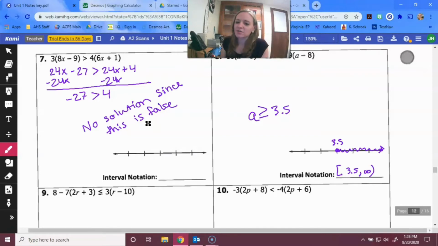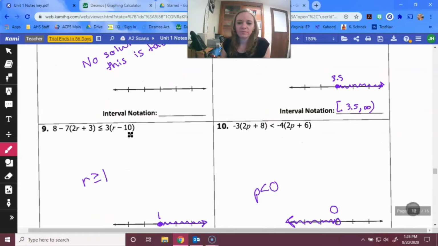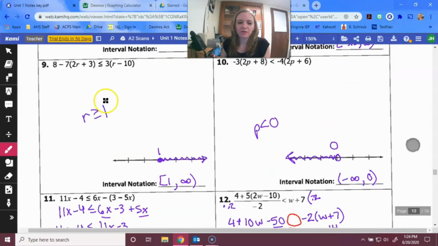Number 8 was A is greater than or equal to 3.5 with this graph and interval notation. Number 9 was R is greater than or equal to 1 with this graph and interval notation. Number 10, P is less than 0. So open circle at 0, shading to the left, negative infinity, comma, 0.